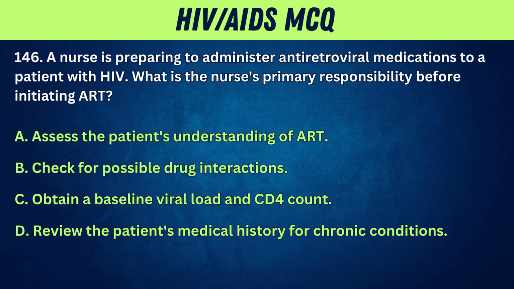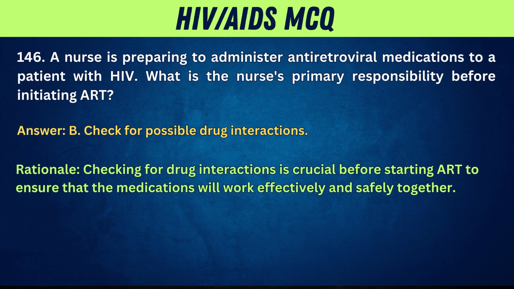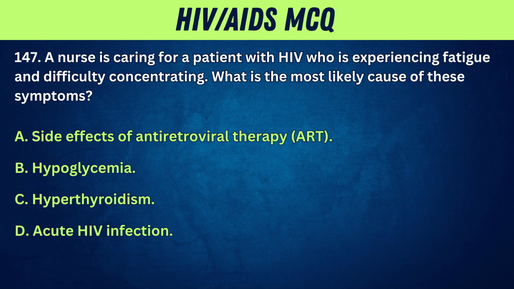146. A nurse is preparing to administer antiretroviral medications to a patient with HIV. What is the nurse's primary responsibility before initiating ART? A. Assess the patient's understanding of ART. B. Check for possible drug interactions. C. Obtain a baseline viral load and CD4 count. D. Review the patient's medical history for chronic conditions. Answer. B. Check for possible drug interactions. Rationale. Checking for drug interactions is crucial before starting ART to ensure that the medications will work effectively and safely together.